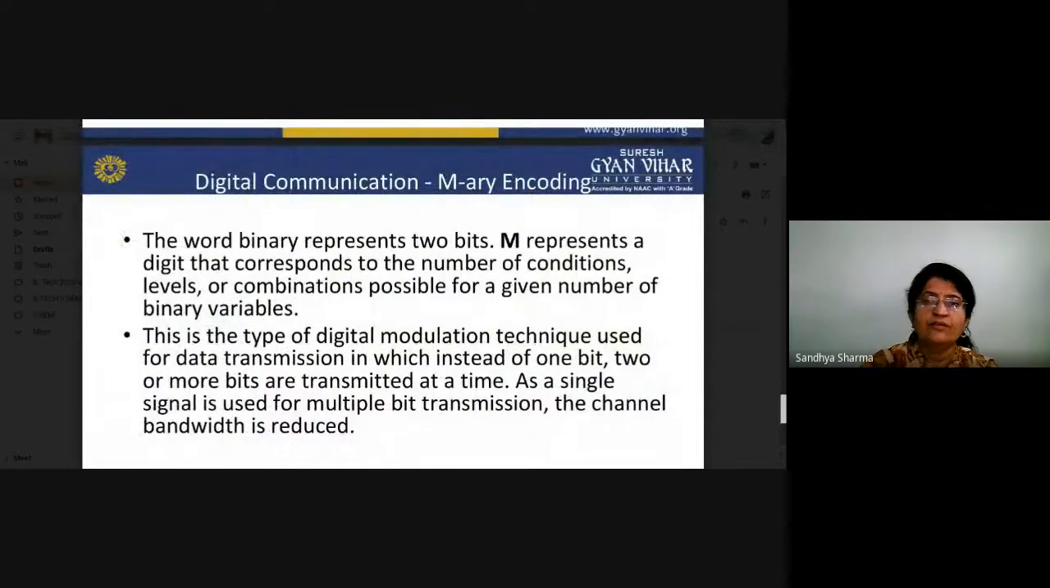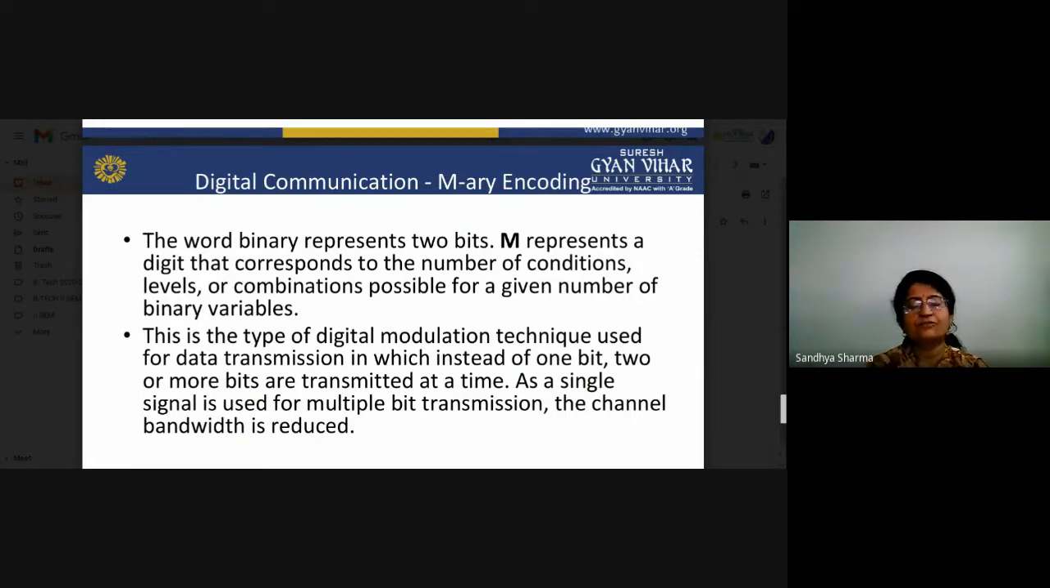Now we will see the general terms of our M-ary. A binary word represents two bits. M represents a digit that corresponds to the number of conditions. So what is the value of M? M is equal to 2 to the power N. And what about N? N is the number of bits.